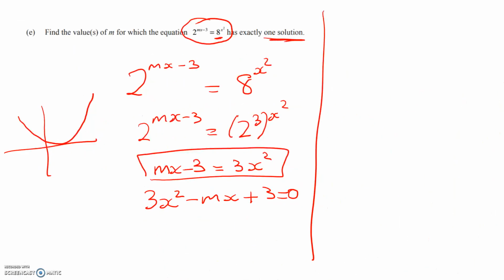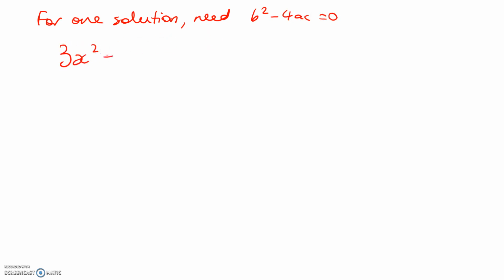Okay, here we are. For one solution, you must communicate your thinking clearly with this. For one solution, what do we need? Well, we need b squared minus 4ac strictly equal to 0. And our quadratic that we'd got down to was 3x squared minus mx plus 3 is equal to 0.